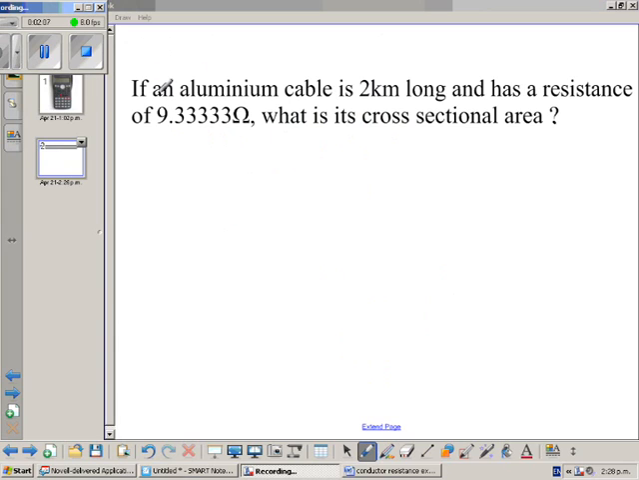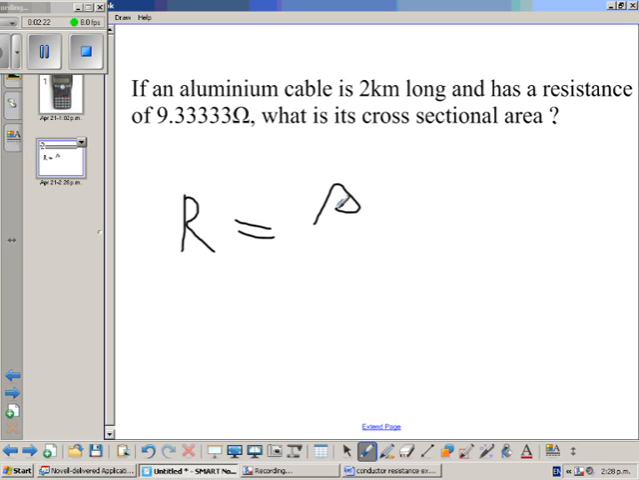Let's look at this question here. If an aluminium cable is 2 kilometers long and has a resistance of 9.33333 ohms, what is its cross-sectional area? Right, let's put down our formula that we use. Resistance equals rho times the length divided by the area.